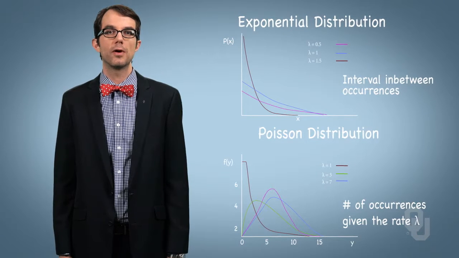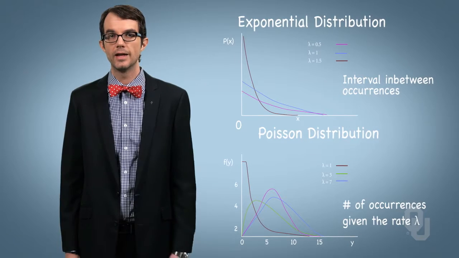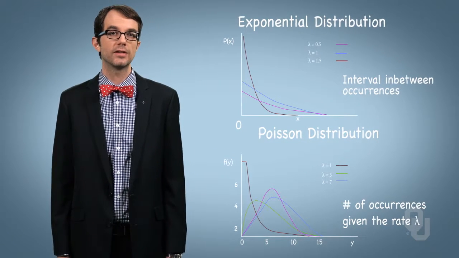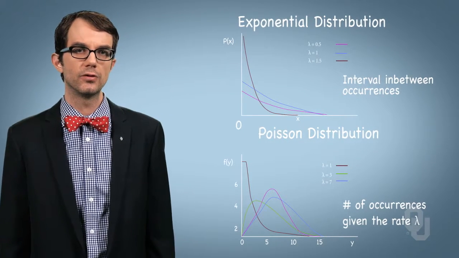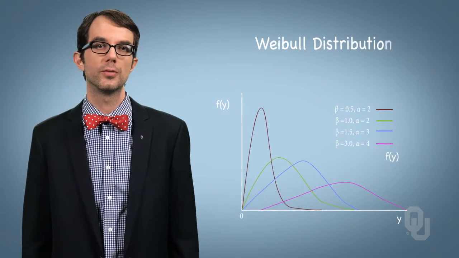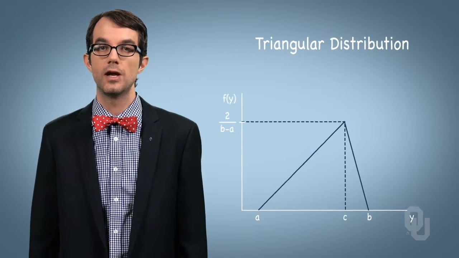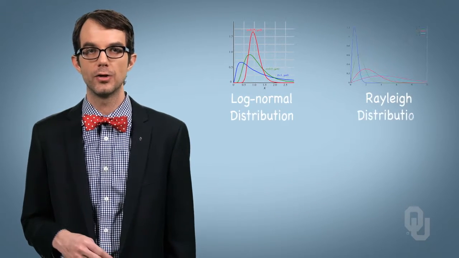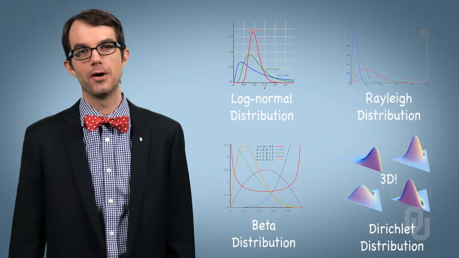Also, the interval must be a positive number, so the exponential distribution is truncated at 0, and it extends indefinitely in the positive direction. Its shape is dictated by the one parameter, lambda. We touched on a few other continuous PDFs, including the continuous uniform distribution, the Weibull distribution, the gamma distribution, and the triangular distribution. But there are plenty of others. The log normal distribution, the Rayleigh distribution, beta distribution, the Dirichlet distribution, and so on.